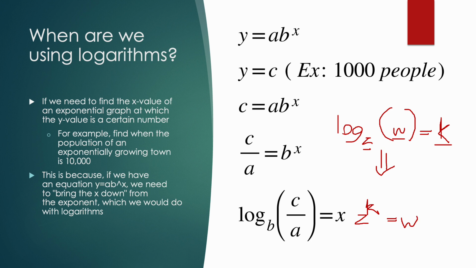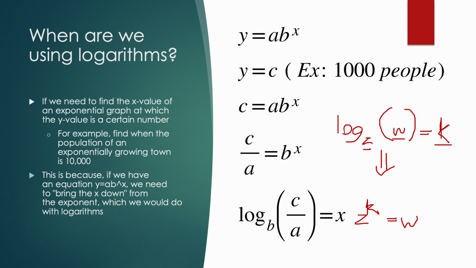And so this is basically going to take the power of the base of something and the final number and find the power that you need to take that base to get that number. And so we're going to use them in terms of exponential functions when we're trying to figure out when the y value of that function is going to be a certain number.